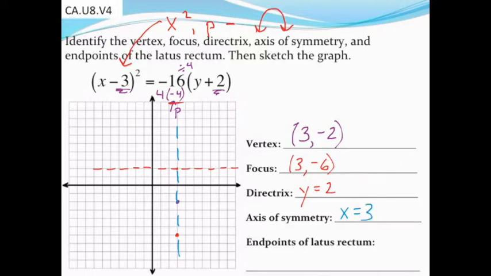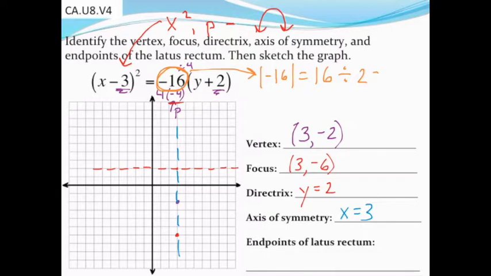And finally, we have everybody's favorite thing to find, I guess, the latus rectum, or the endpoints of the latus rectum. Now, the length of this latus rectum is always going to be this value back in the original problem when we had multiplied by 4. Specifically, it's the absolute value of that, since distance can't be negative. So the length of the latus rectum is going to be 16. Well, that needs to be evenly split on either side of my parabola. So I'm going to take that value and divide it by 2.